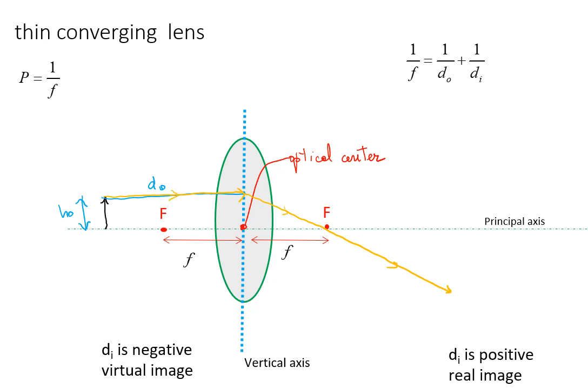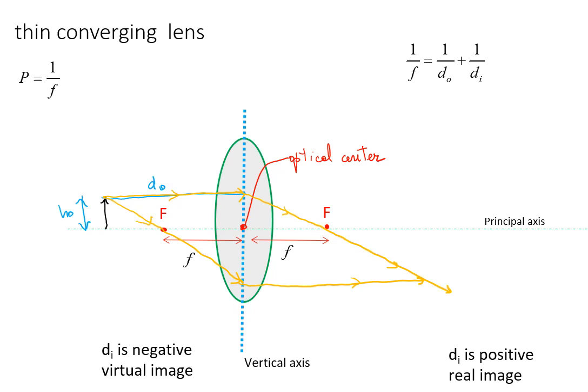The second rule tells us that any incident ray traveling through the focal point on the way to the lens will refract through the lens and travel parallel to the principal axis. So, take this incident ray traveling toward the lens, and then it refracts and travels parallel to the principal axis.